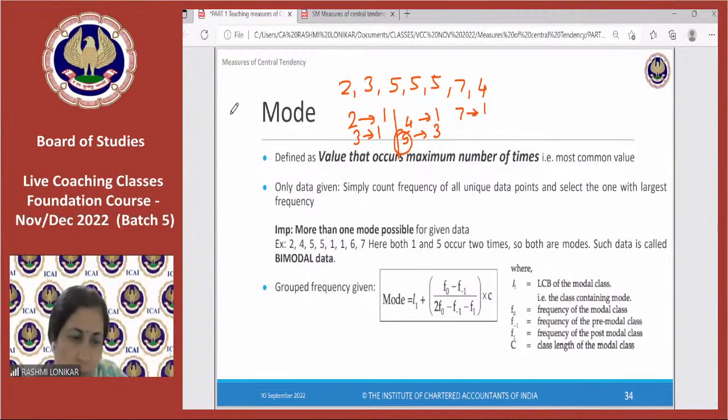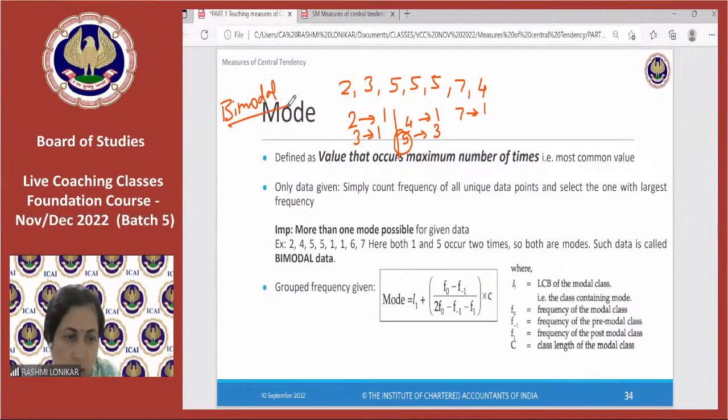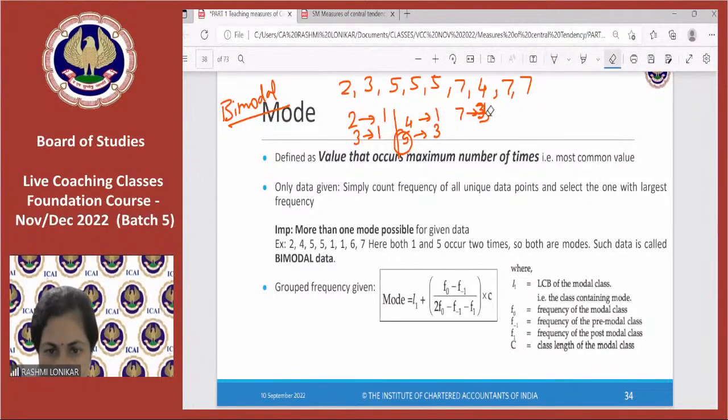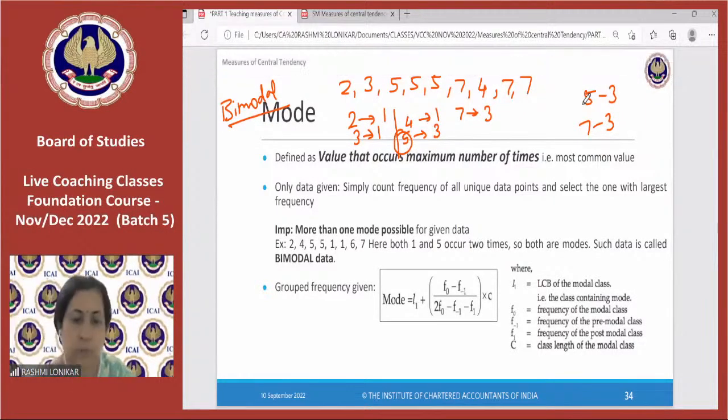And also remember, you can have bimodal data also. What does bimodal mean? That you can have more than one mode. In this case, again, if I have 7 and 7, then 7 is also occurring 3 times. So 5 is occurring 3 times, 7 is also occurring 3 times. And then we say that this distribution is bimodal data. This is also a theory question that may be asked to you.